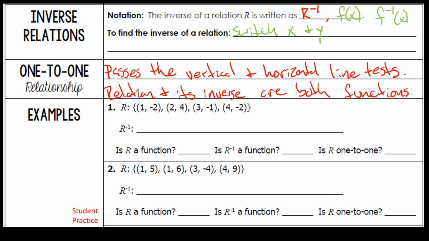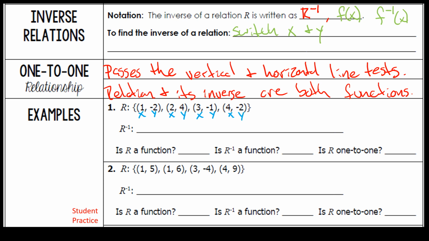Okay, well, let's look at an example here. So we have this relation of (-1, 1), (-2, 2), (4, 3), (-1, 4), (-2). Let's go ahead and label these real quick: x, y, x, y, x, y, and x, y.